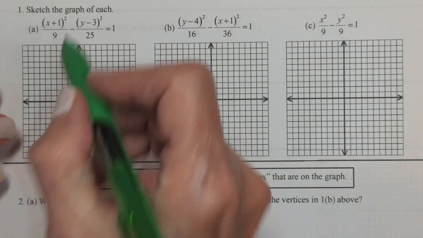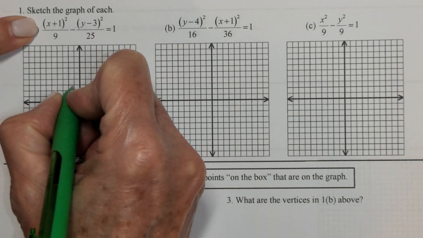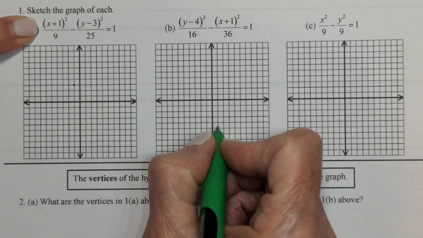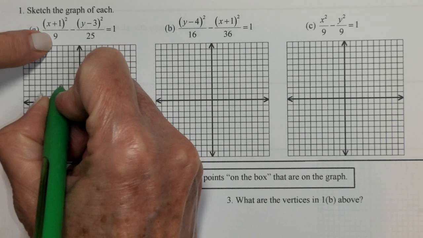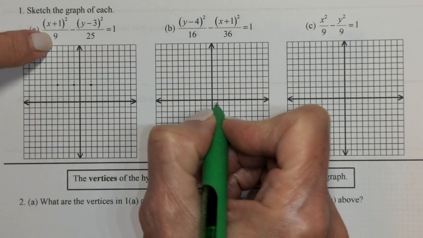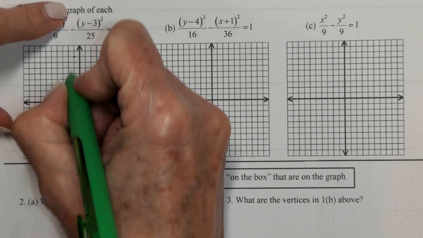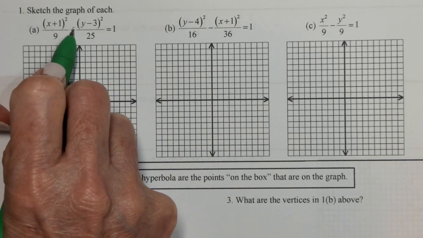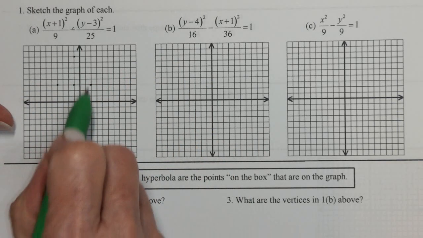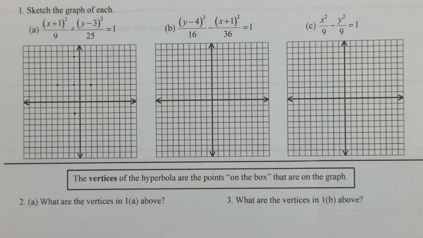Anyway, the center here is at -1, 3. -1, 3 is the center. I'm still going to go 3 in the x direction, and I'm still going to go 5 in the y direction. If there was a plus here, I would connect these and it would be an ellipse. But there's a minus there, and that means that this is a hyperbola, and here's how you graph it.